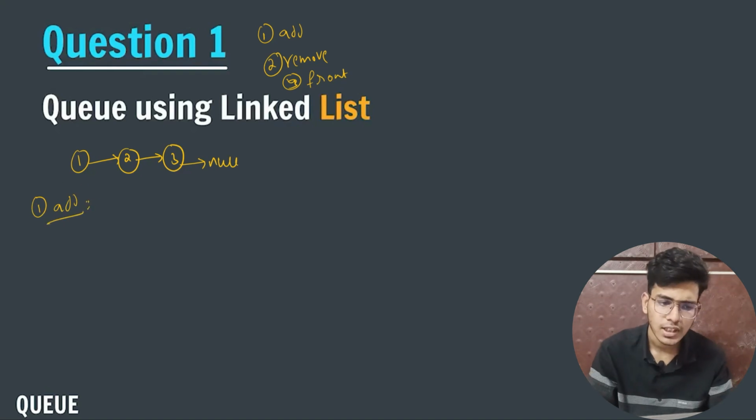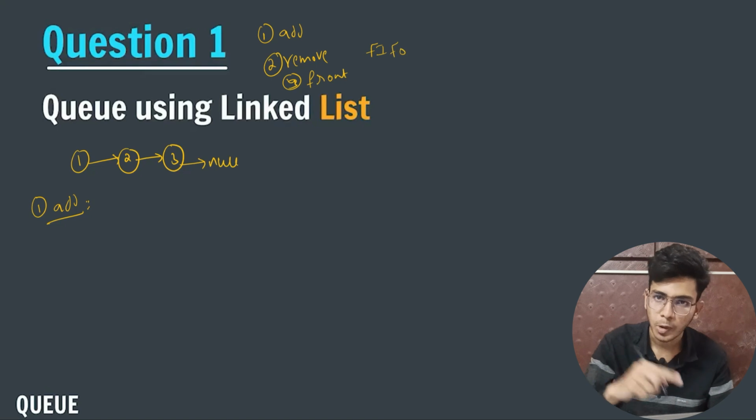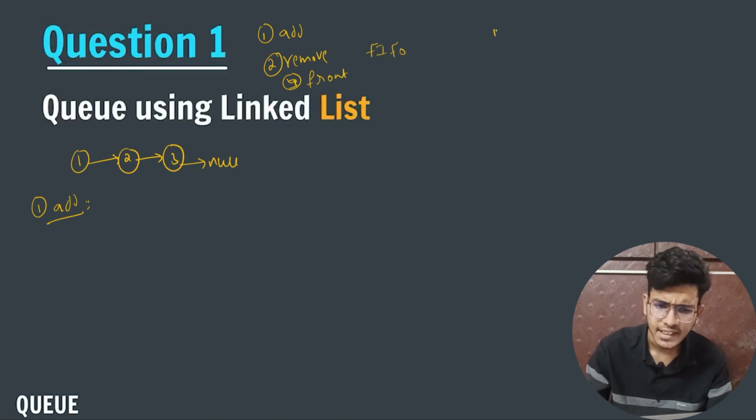So we know that the queue follows a FIFO approach. Queue is a FIFO data structure. It means that the first element will come out first. Let's say that we are adding elements 1, 2, 3. Now if I want to add a new element into my queue, let's say that I'm adding 9, my new element will come at last.